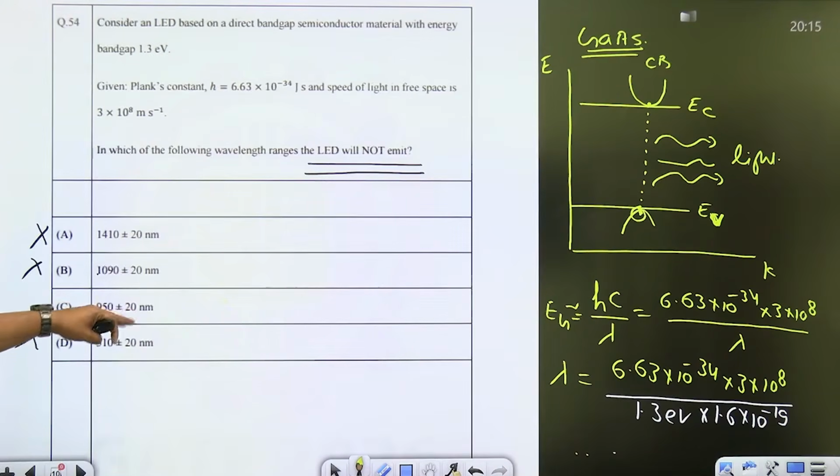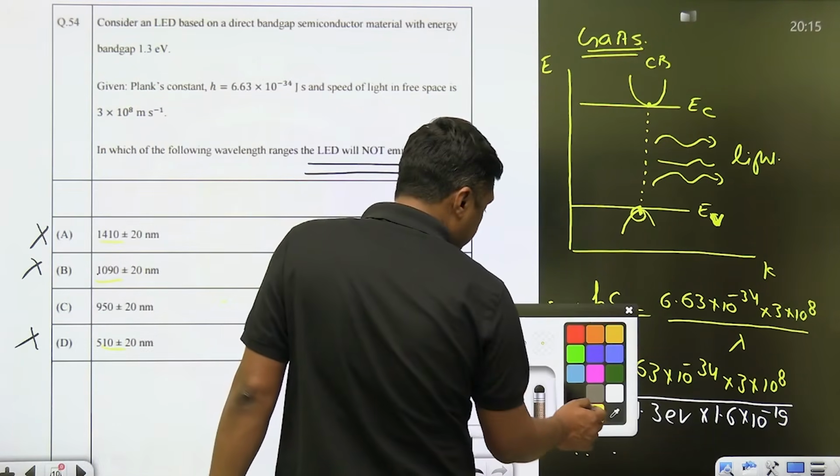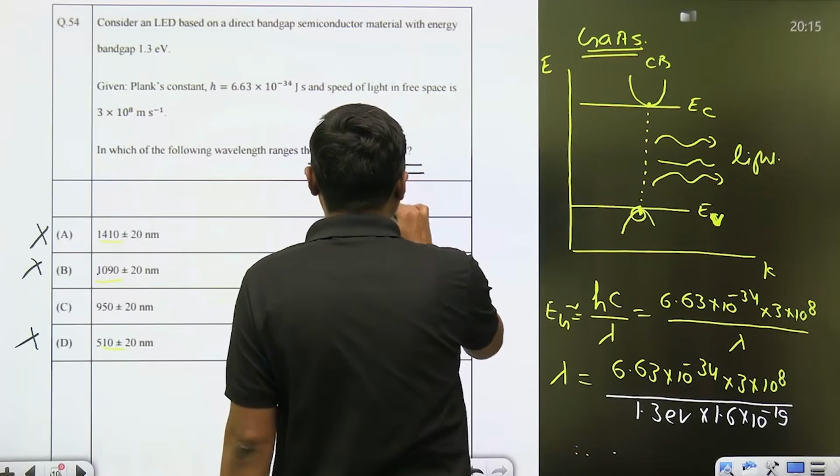This is 950 plus minus 20. At this point it will emit the light. This is far from this, this is far from this, this is far from this, and that's why these are the answers: A, B and D. Okay. A, B and D.